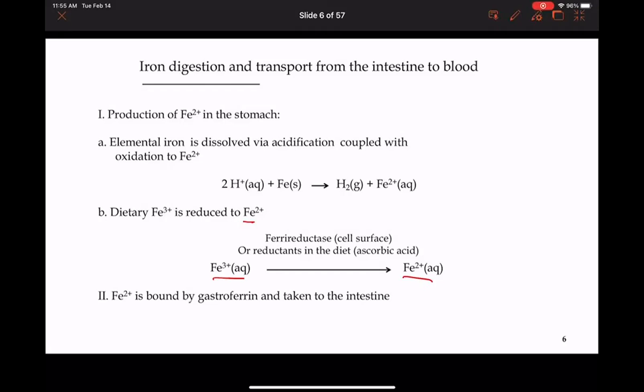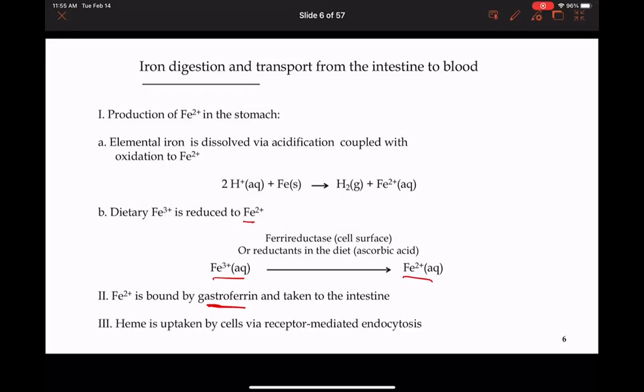All right, so in its iron 2 form then, now you have the iron that's accessible to be taken to the intestine, to the intestinal cells. And so a protein that can participate in this process is this protein called gastroferrin that can bind the iron and then deliver it to intestinal cells for it to be uptaken.